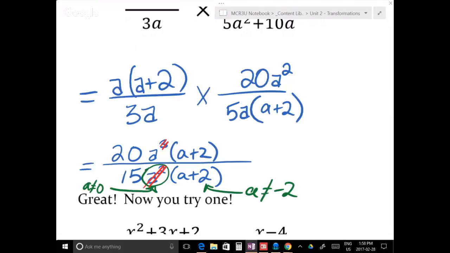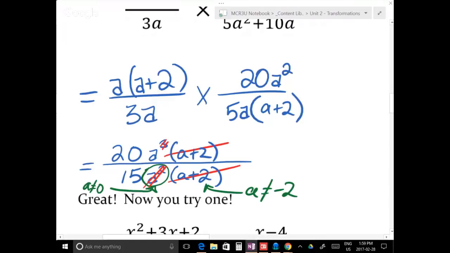Yeah, what do you see? Yeah, that's right. We have an a plus 2 on the top. We have an a plus 2 on the bottom. It can go. Okay, so a plus 2 on the top, a plus 2 on the bottom.